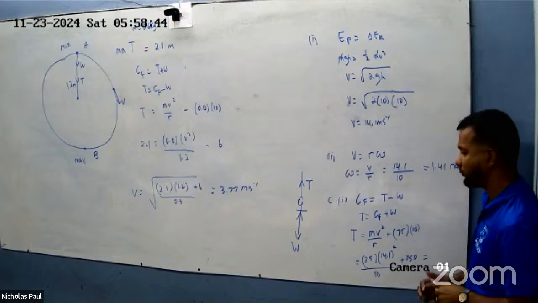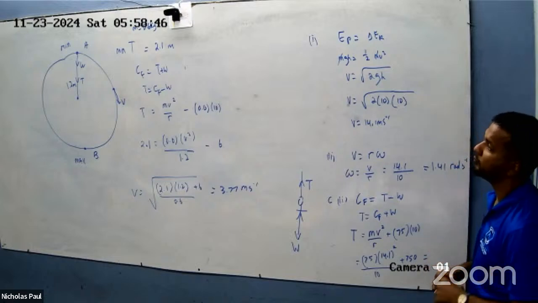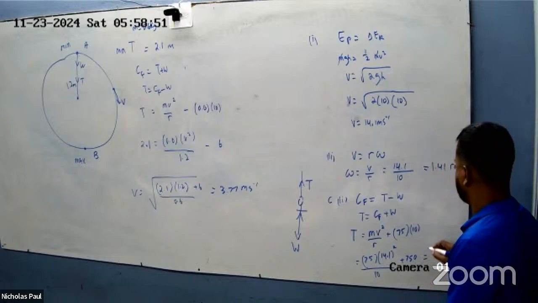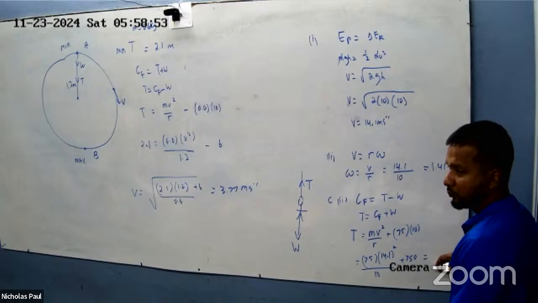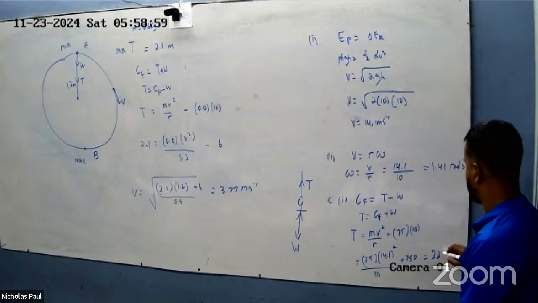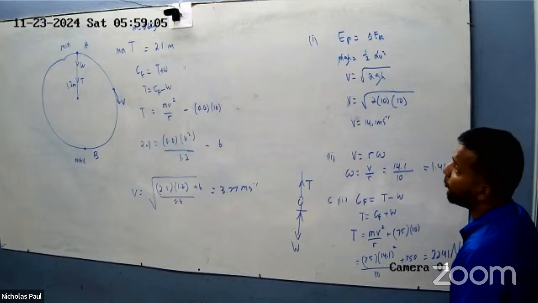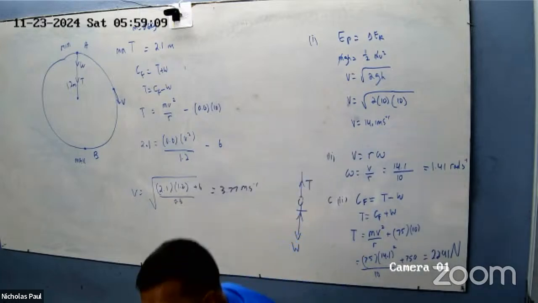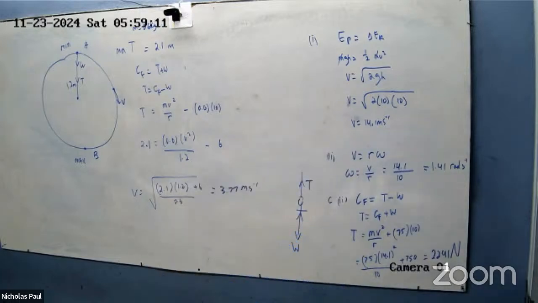Alright, so 2241.7. There you go. But I just use 2241.1, right? Yeah, I get that. Yes, sir.